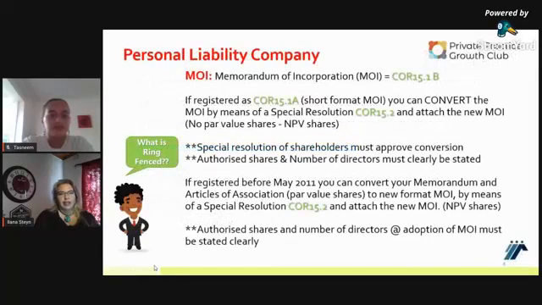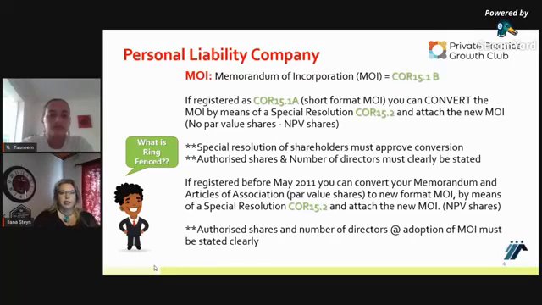So taking a look at the personal liability, just a quick rundown of what we've discussed last time is to say that you have to have an MOI, specifically the 15.1B if it's a personal liability company. Once again, if you've registered the company under the short format, maybe a Pty Limited, it can be converted.